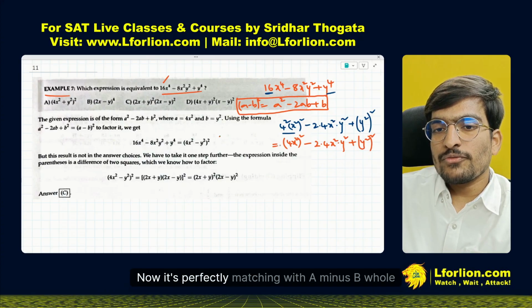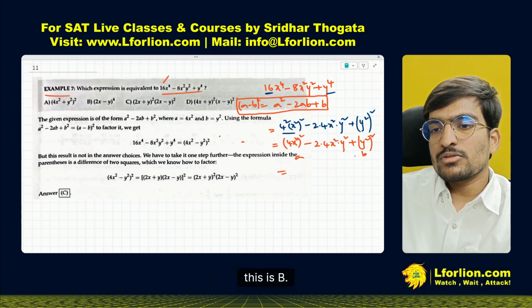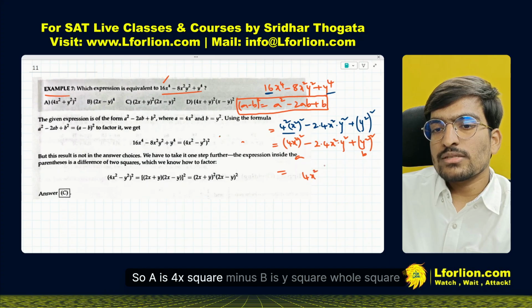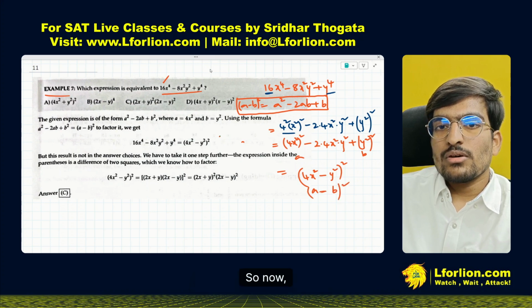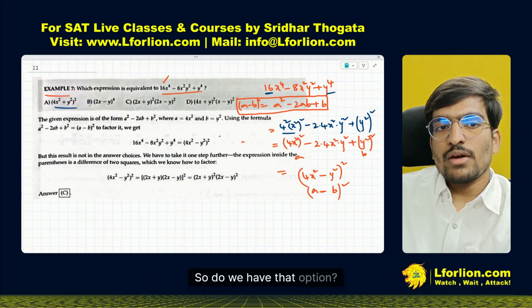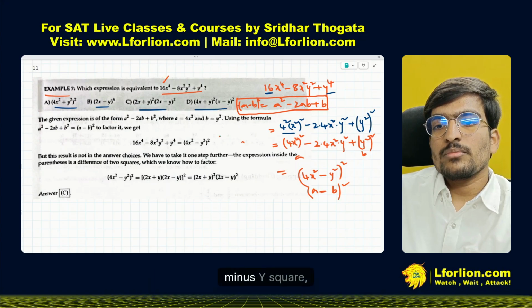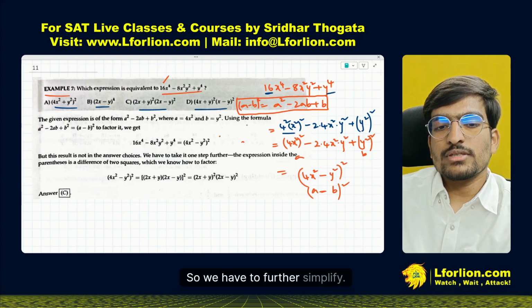Now it's perfectly matching with the (a minus b) whole square formula. What is a minus b? This is a, this is b. So a is 4x square, minus b is y square, whole square. So now (4x square minus y square) whole square. Do we have that option, (4x square minus y square) whole square? No, we don't have that option. So we have to further simplify.